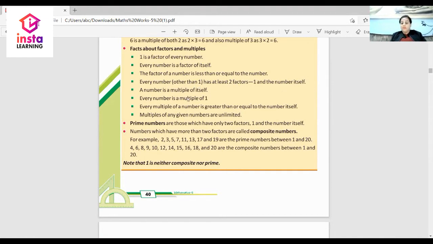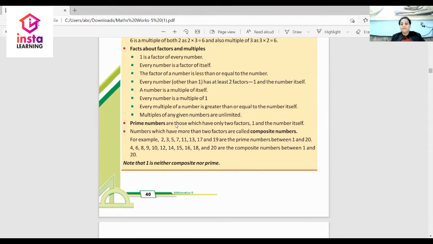Every number is a multiple of itself. Every number is a multiple of 1. Every multiple of a number is greater than or equal to the number itself. Multiples of any given number are unlimited.